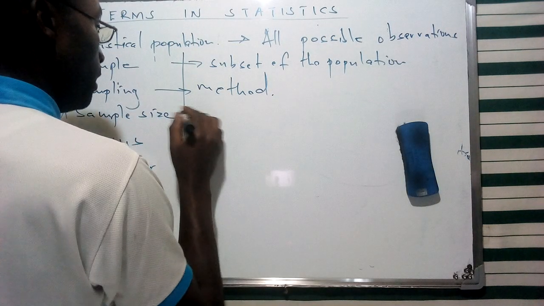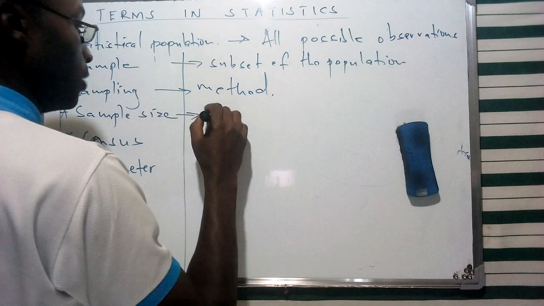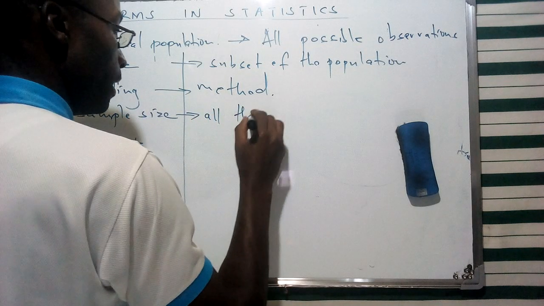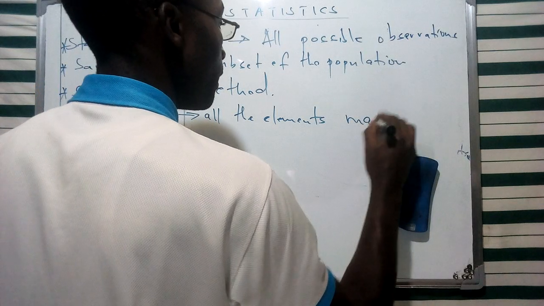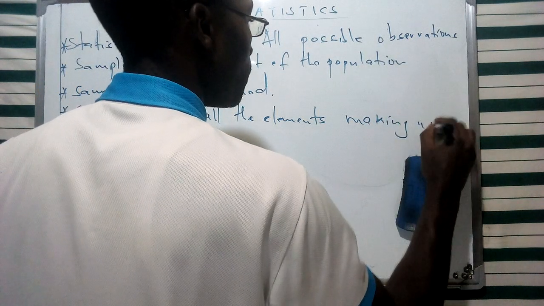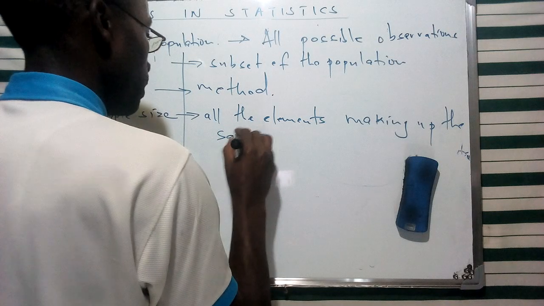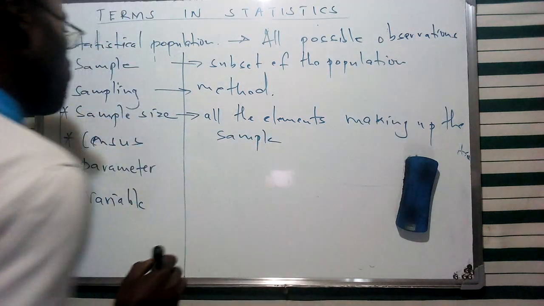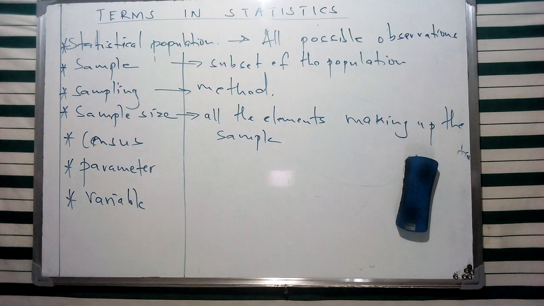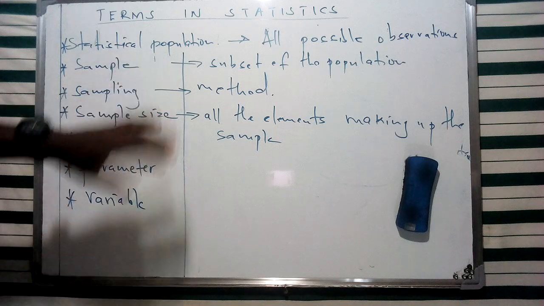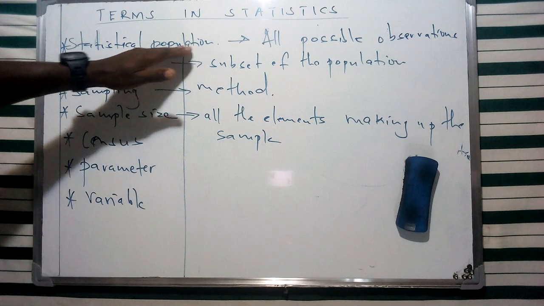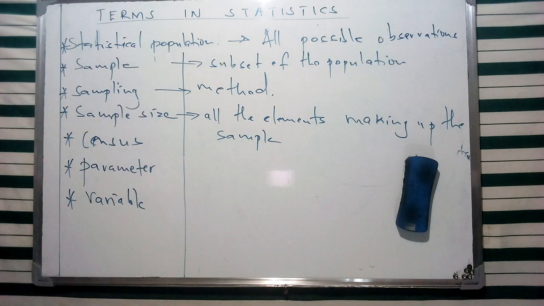So in a summary form, we can define a sample size as all the elements which are making up a sample. And of course, we're going to look at this specific set of three definitions in terms of a collection, which basically are going to be the derivative of this specific concept of a population, as I've just given it in terms of an illustration.